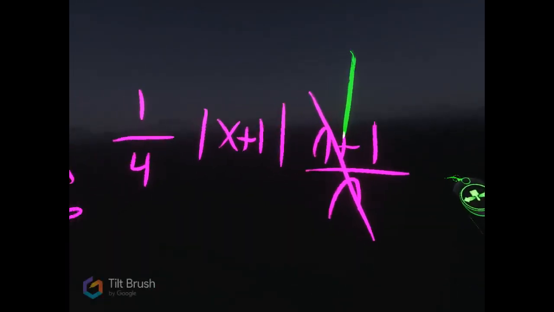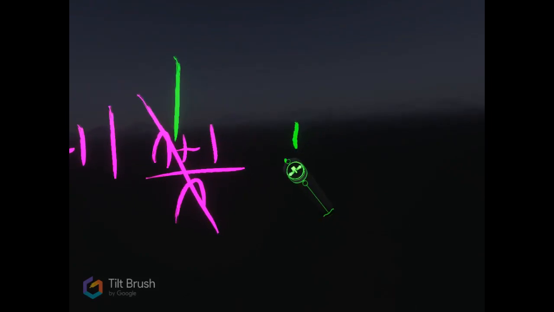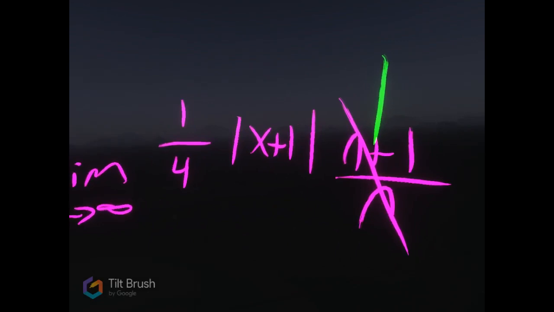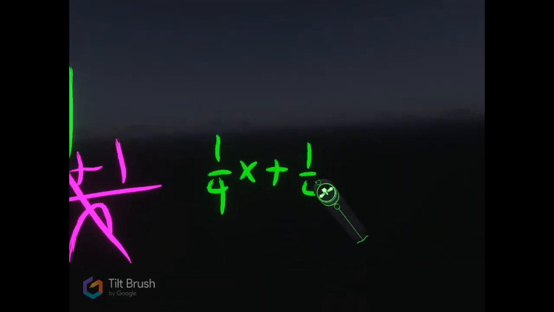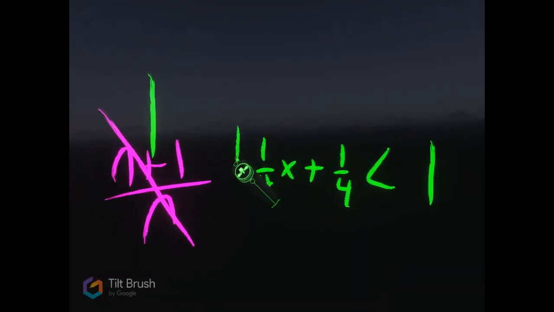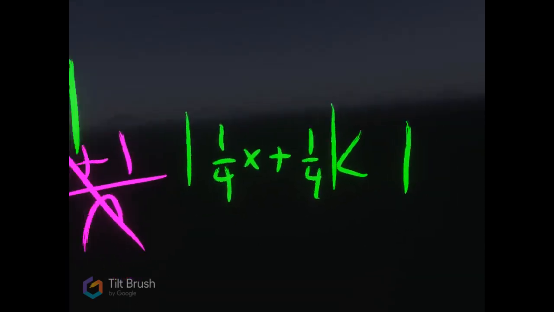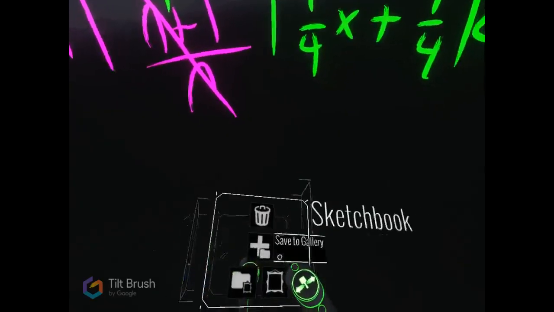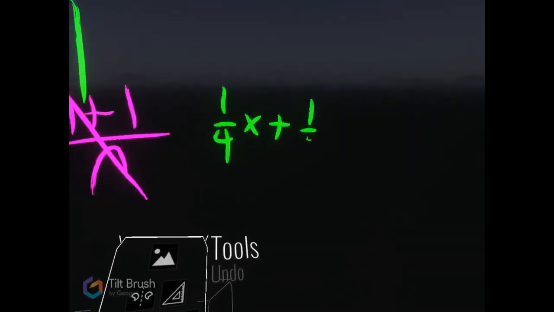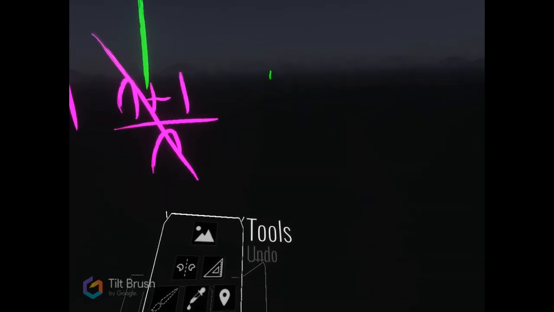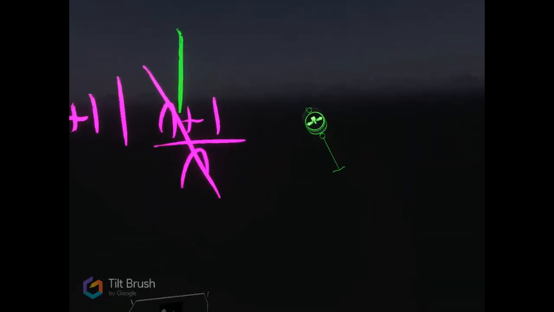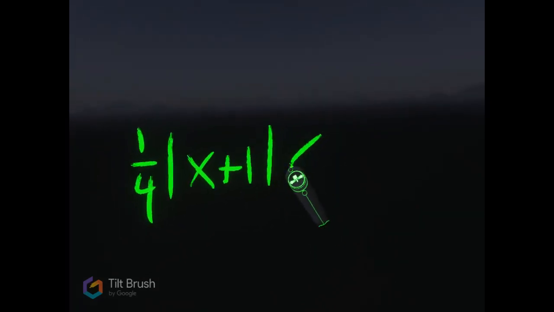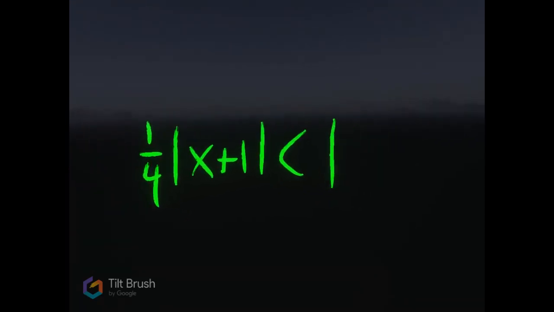So we're left with 1/4 times the absolute value of x plus 1, less than 1. Keep the 1/4 on the outside, don't put the 1/4 inside the absolute value. Just write 1/4 absolute value of x plus 1 less than 1.